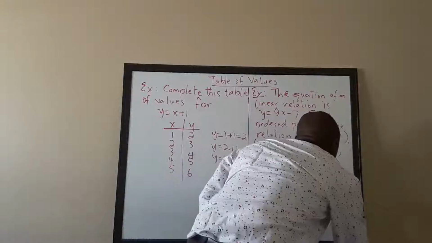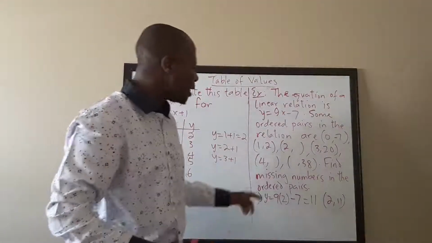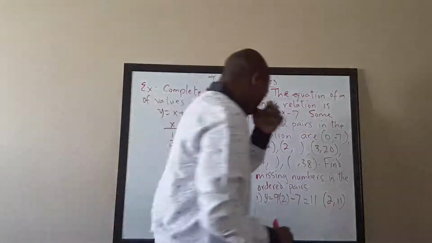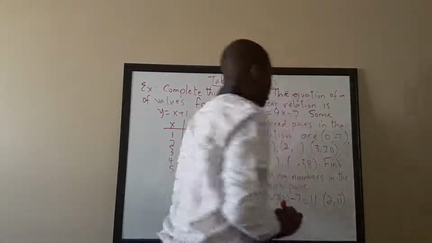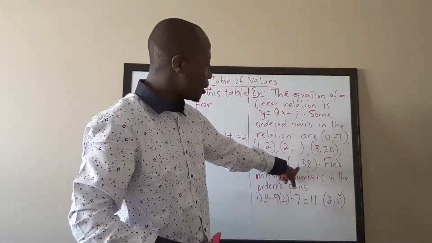So I'm going to write it here. So that's our ordered pair. So the missing number here is 11. I'm just going to put a check mark on top of the missing number. Let's move on to this one.